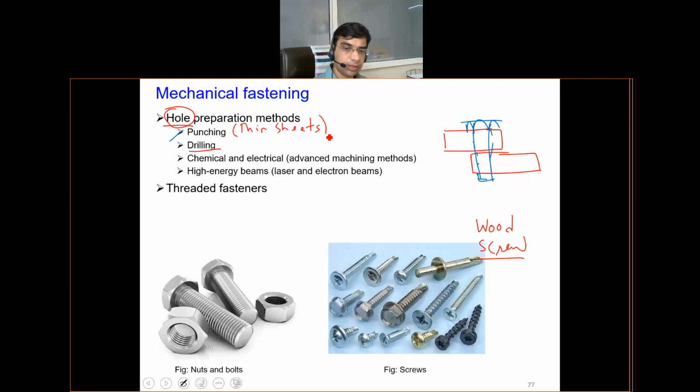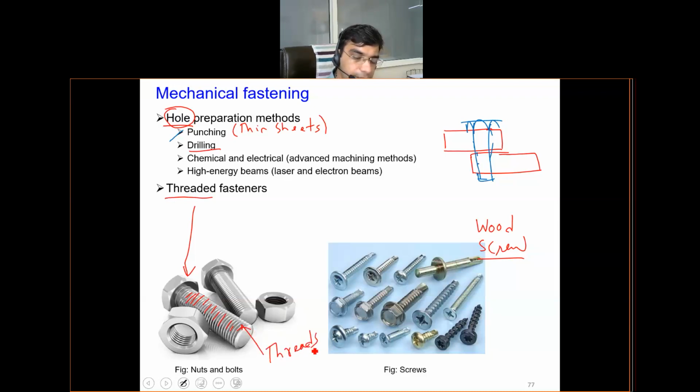So these are some examples of the different types of fasteners. In particular, these two we call threaded fasteners. Now, why are they known as threaded fasteners? Threaded implies that they have certain patterns, also known as threads, present here. These patterns that you see here are nothing but what are known as the threads.